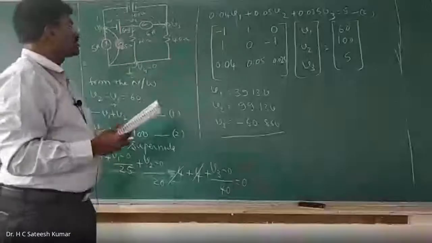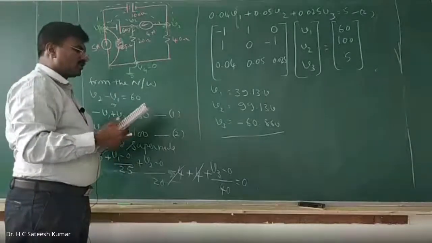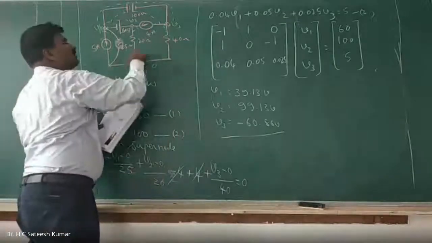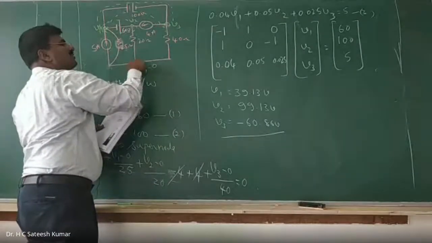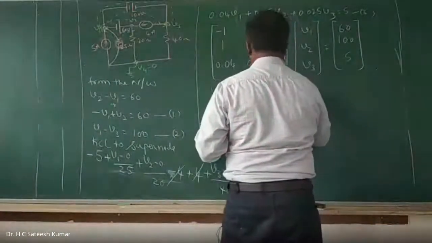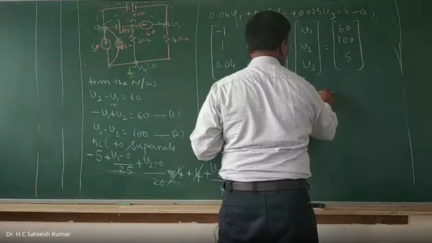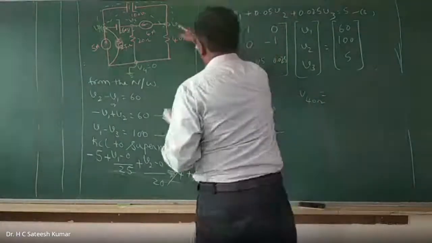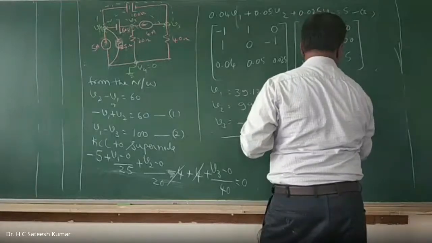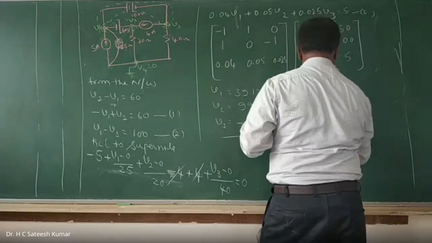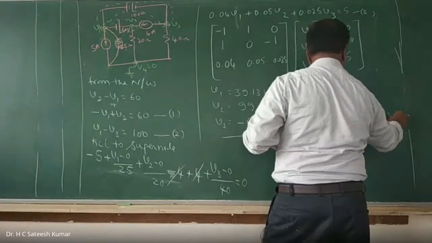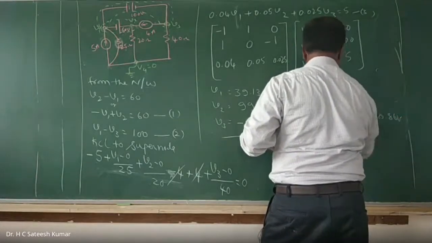Now, what is the question he is asking? Find the voltage across 40 ohm resistor, he said. Voltage across 40 ohm is what? This one. V3 minus 0 is the voltage. V3 minus 0 is nothing but equal to V3, which is equal to V40 ohms. V3 is what? Minus 60.86 volts. That's how we should do it.